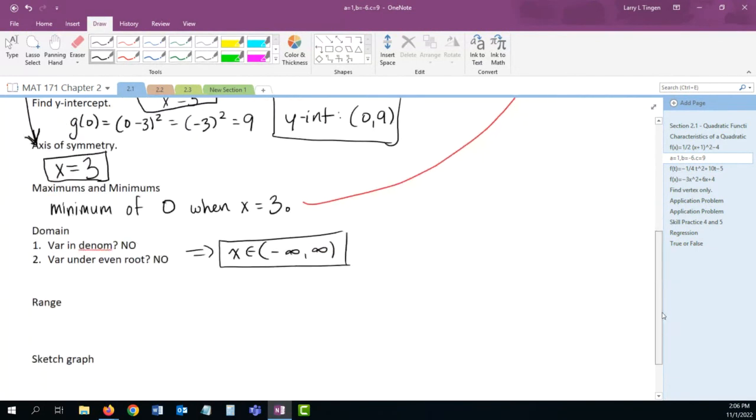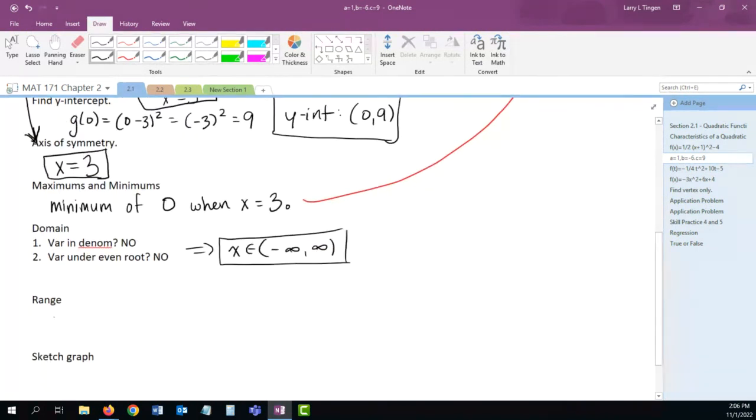And then how about range? My range, well, the lowest y value possible is 0. The parabola opens up, so the y's go up to infinity. And there's my range.